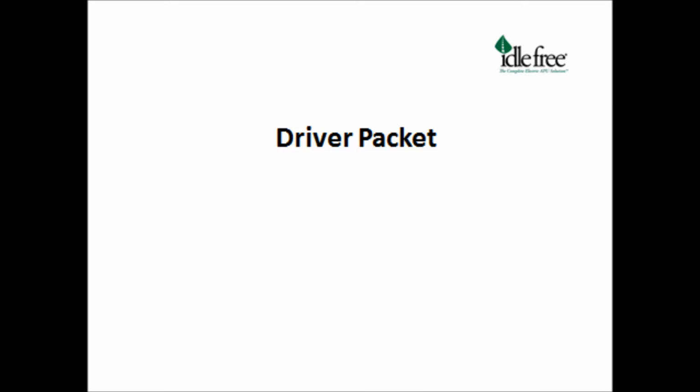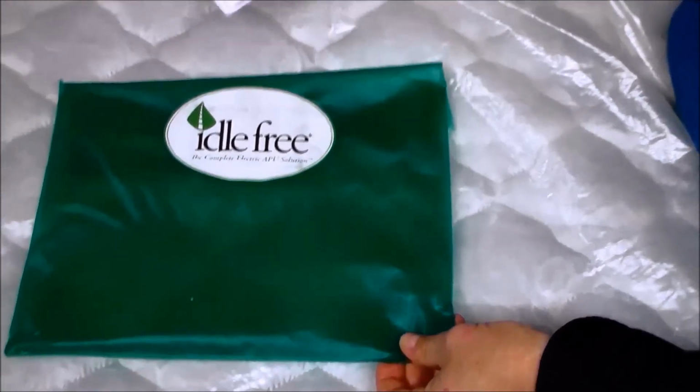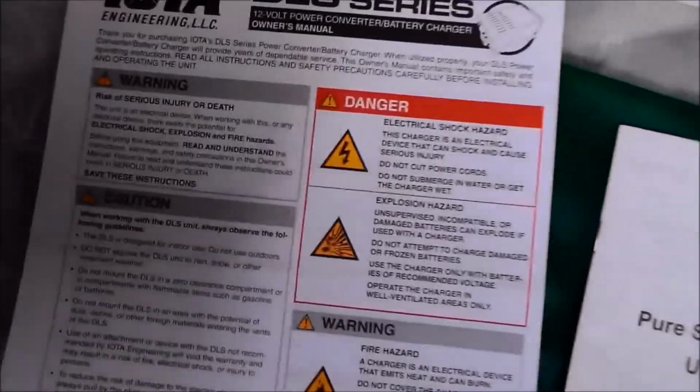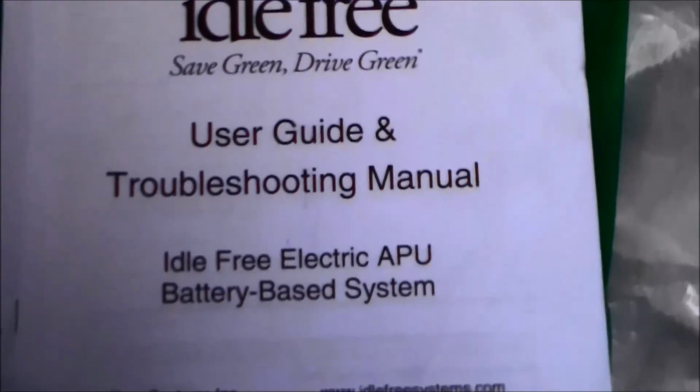A driver's packet is included with your system. This packet is normally left in the side door, but sometimes is found in the bunk. The driver's packet includes a lot of different support materials that you may read and find interesting, and also may give you more information on how to use your idle-free system.